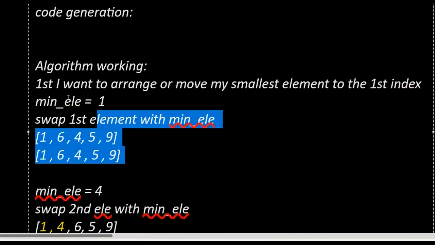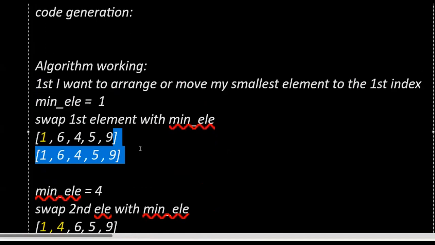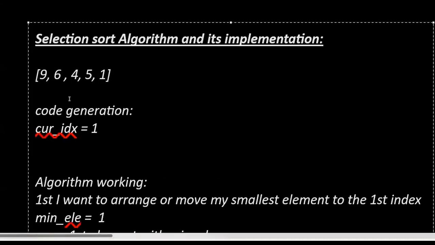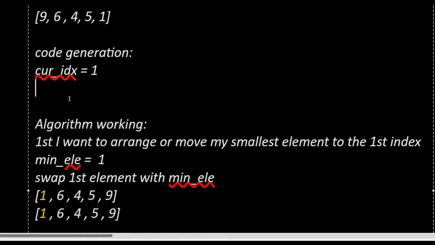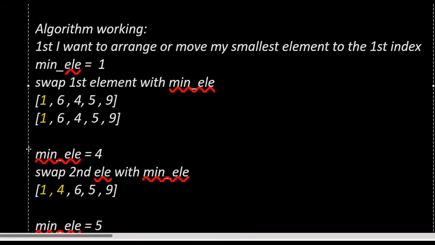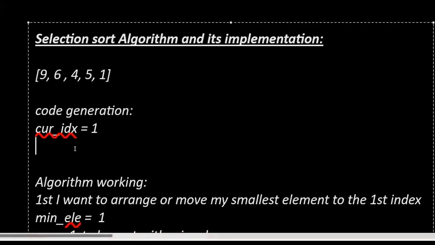First, I'm taking my index as the first index. I want to move my minimum element to the first index, so I pick my current index as 1. Now what I need is the minimum element index as well.